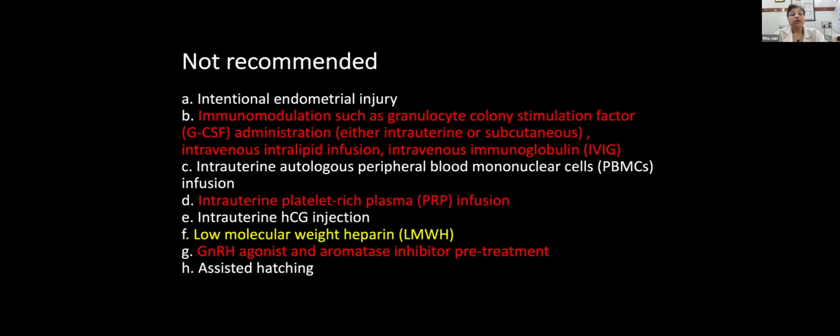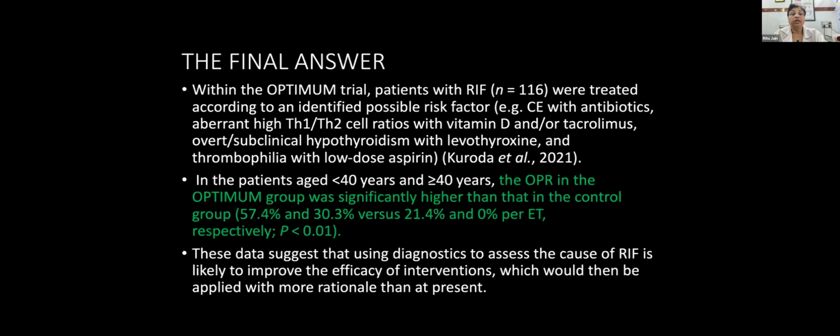And there is a strong recommendation not to use endometrial scratch or immunomodulation like GCSF, IVIG, PBMC, PRP, HCG injection, low molecular weight heparin, agonist, aromatase inhibitor, and assisted hatching. I read the whole ESHRE recommendations, and I was wondering that there is a strong emphasis on testing the APLA and the antibody, but there is no recommendation for low molecular weight heparin. So I don't know how the things will go.